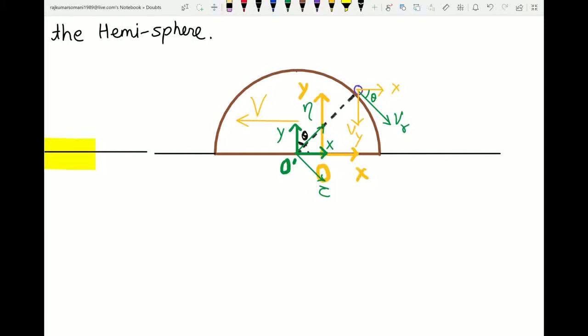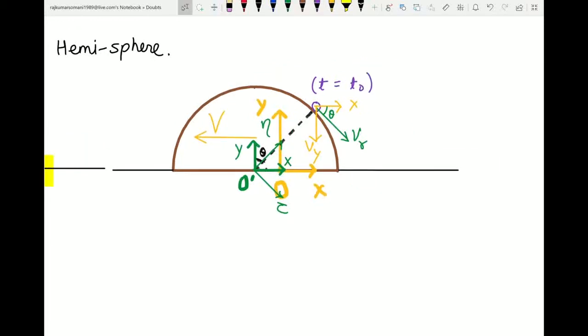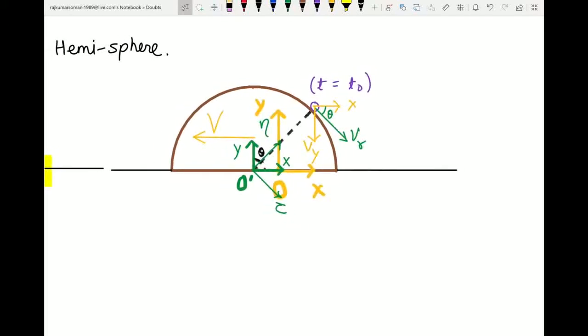Let us say the particle reaches an angle theta with respect to the hemisphere at time t equals t0. Now in this figure you can see that with respect to the fixed frame, the yellow frame of reference, the hemisphere has moved backwards while the particle mass has moved in the forward direction. It is obvious that the center of mass has to remain on the y-axis of the yellow frame of reference. Now let us look at various variables in this figure.